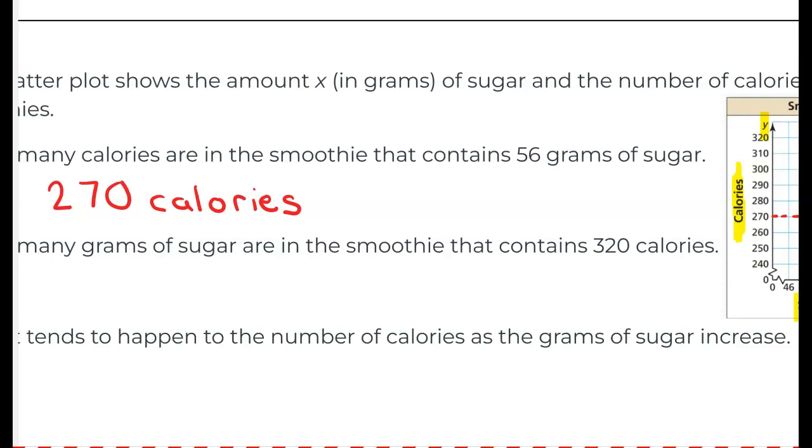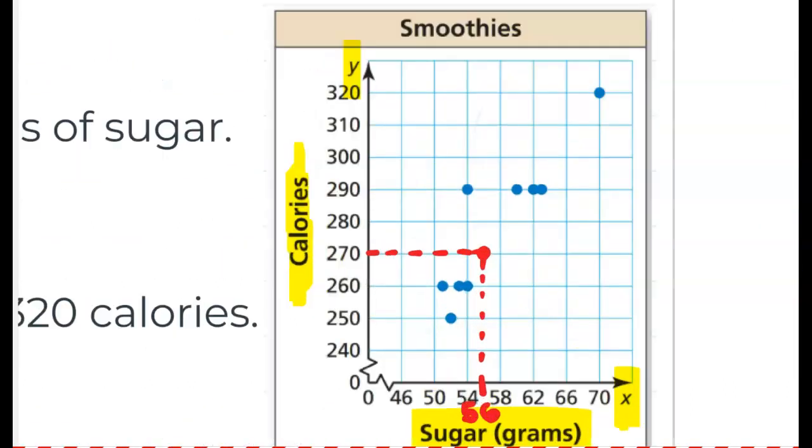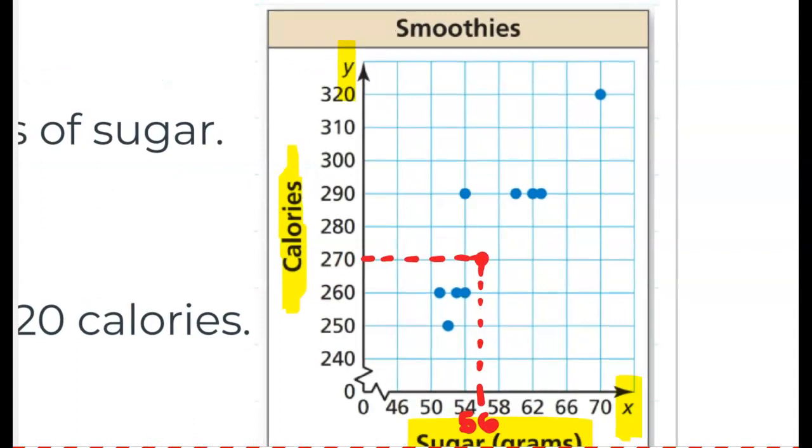All right. Easy enough. Second one is, how many grams of sugar are in the smoothie that contains 320 calories? So now we're looking at calories to start and not sugar. So we're looking at our y-axis. We look, okay, 320 is at the very top. Instead of going up to start, we're going to go to the right until we find a point. We have that smoothie there. Then we look down.